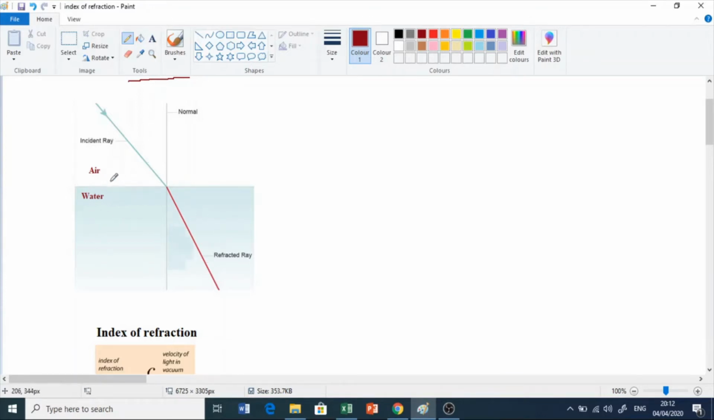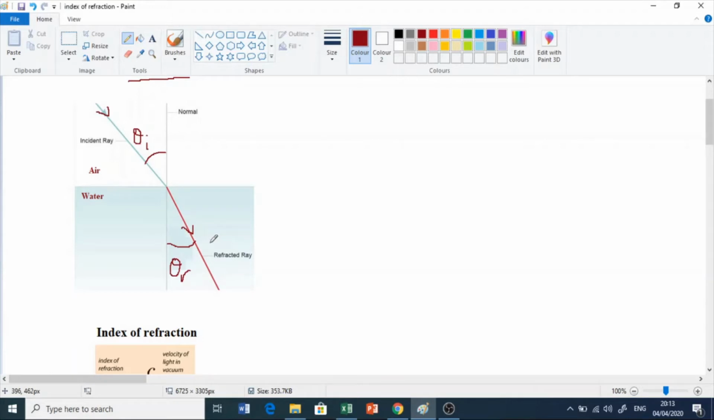Both are transparent mediums, and there is a boundary between them, and there is a normal perpendicular to the boundary between the two transparent mediums, and this is the incident light ray. It makes an angle of incidence with the normal. This is the refracted ray. It makes an angle of refraction with the normal.